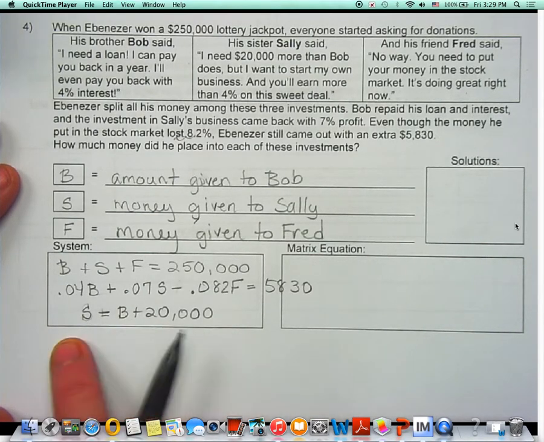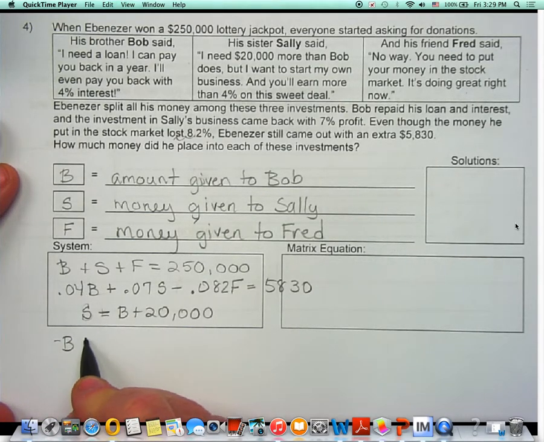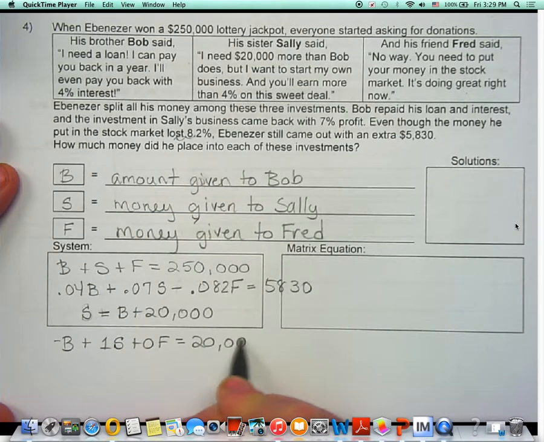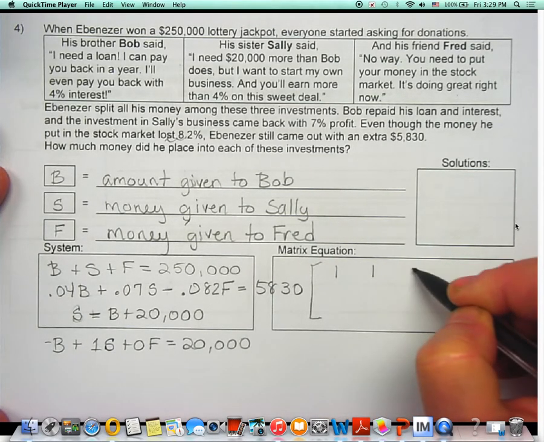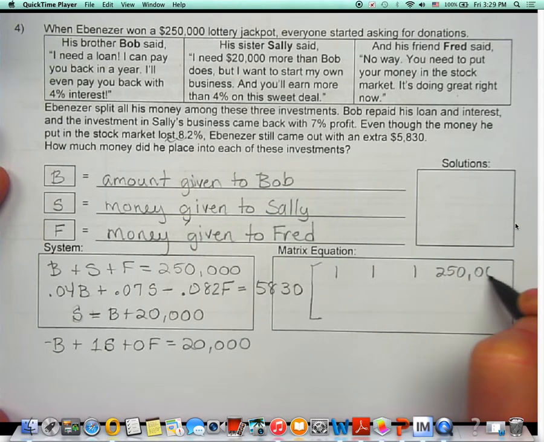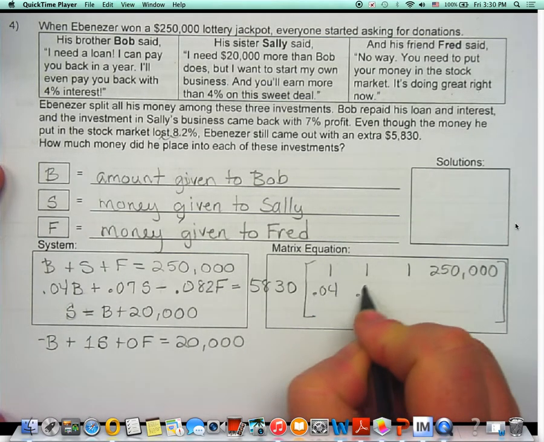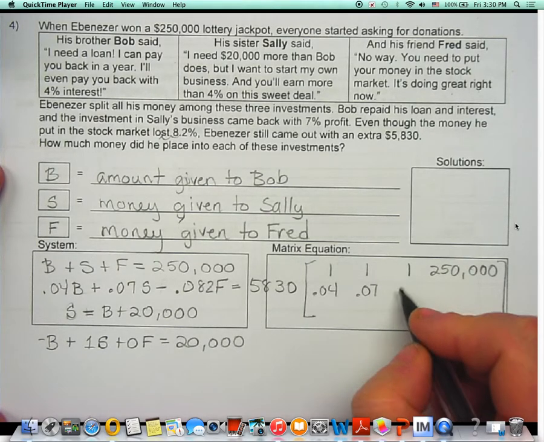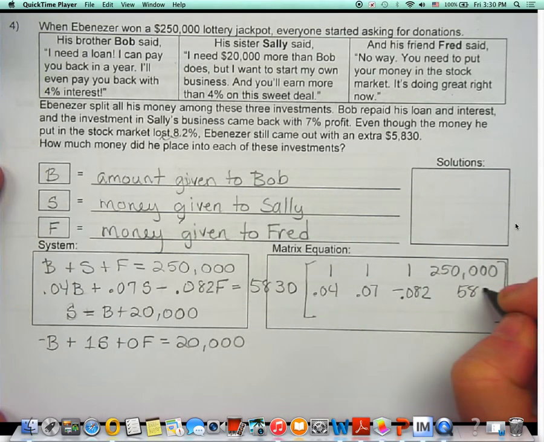Okay, then we're going to rearrange this. So minus B. Okay, minus B is good. So you got S minus B is 20,000. Minus B, and then what would be next? Plus 1 S, plus 0 F, equals 20,000. Okay, good. All right, so over here we will have 1, 1, 1, 250,000. And then 0.04, 0.07. What would be that next one? Negative 0.082, don't forget your negative. And then 5,830.